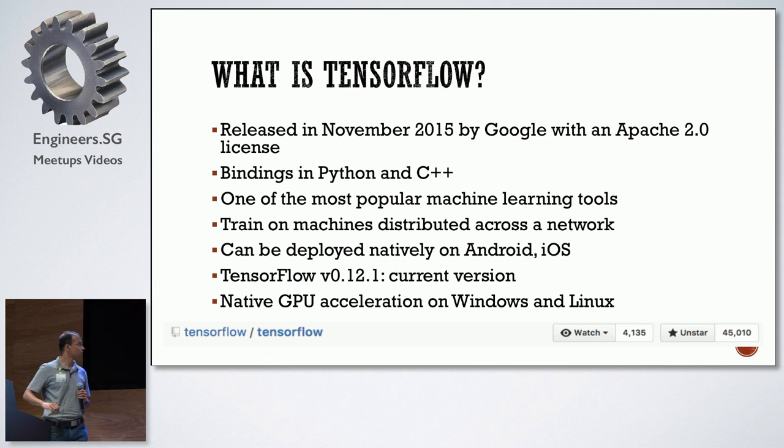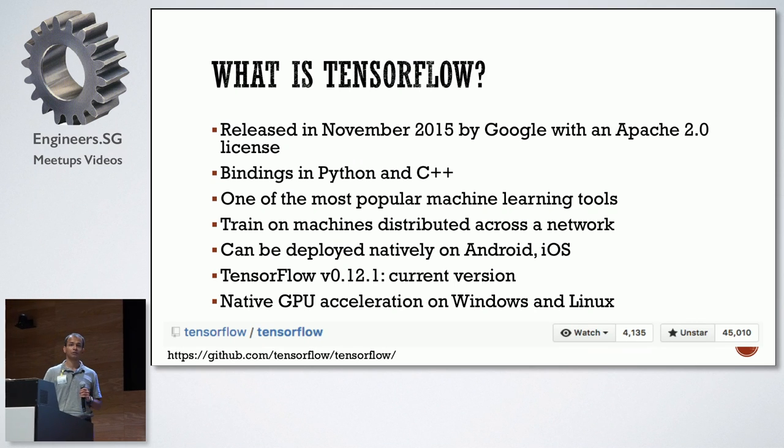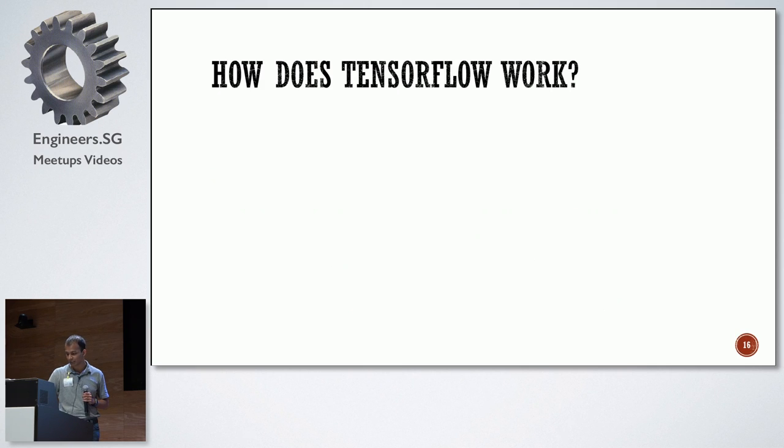So the current version is 0.12, but there are some breaking API changes with TensorFlow version 1. So if you're brand new to TensorFlow, welcome. I think if you wait for a week, you might actually get a better API approach from next week onwards. But anyway, it's still a good time to start with TensorFlow. So that's the link if you're trying to download TensorFlow and compile it from source.